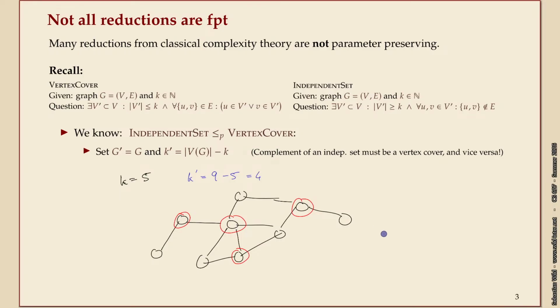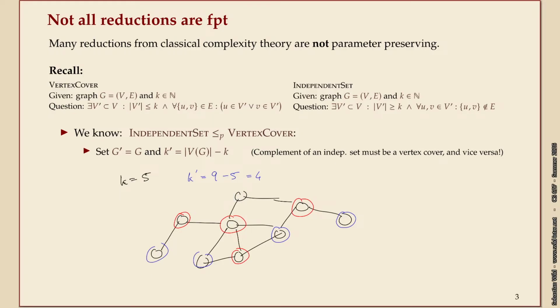And then this claims there is a vertex cover of 5 vertices if and only if there's an independent set of 4 vertices or more. So vertex cover at most 5, independent set at least 4. And the trick is to just take the complement. I think I can't count, right? 1, 2, 3, 4. Okay.